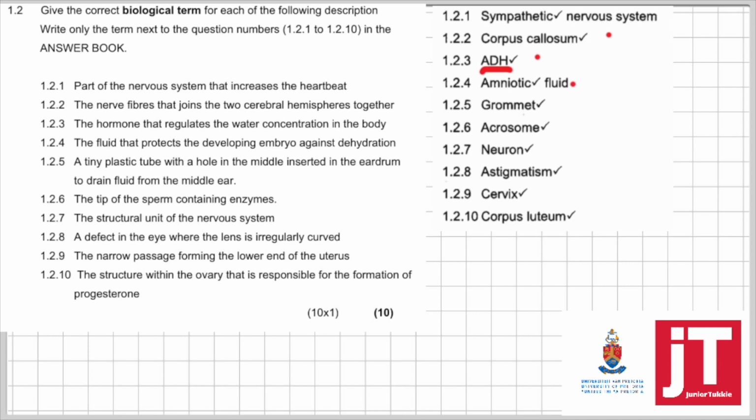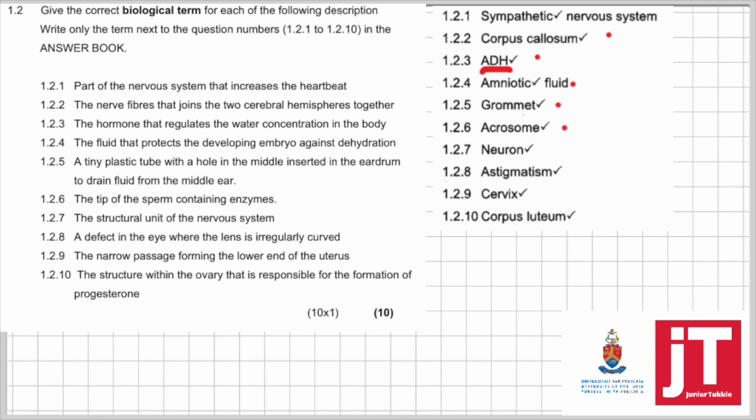1.2.5. A tiny plastic tube with a hole in the middle, inserted in the eardrum to drain fluid from the middle ear. This is used in babies and this is a grommet. 1.2.6. The tip of the sperm containing enzymes. Of course, that is the acrosome.